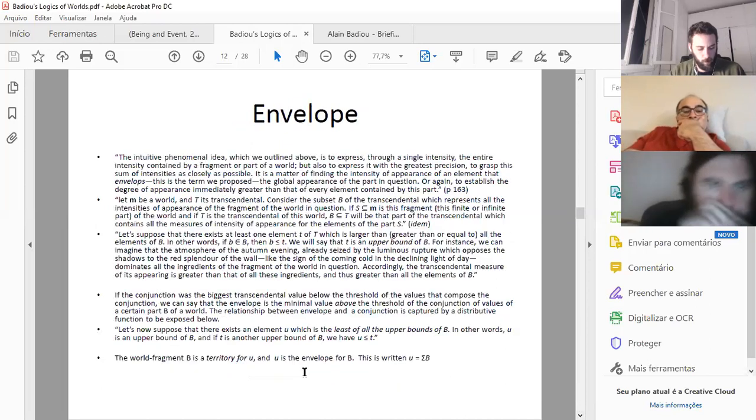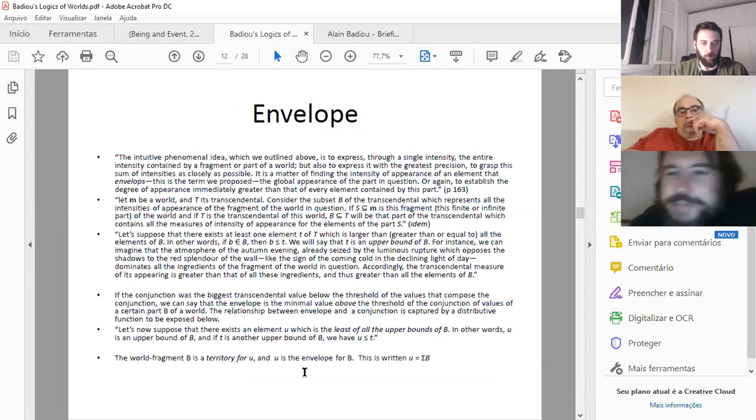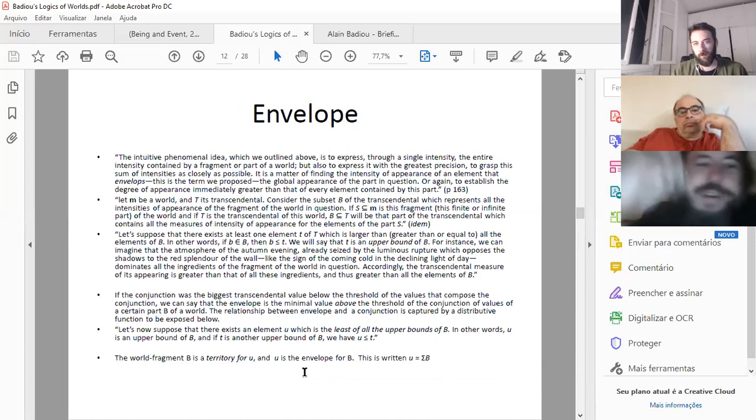So envelope. The intuitive phenomenal idea, which we outline above, is to express through a single intensity the entire intensity contained by a fragment or part of a world. I think this is related to our discussion of vibe. Last time we were discussing the vibe of something, or the Stimmung, what Heidegger would say is the Stimmung, or the vibe, the ambience, the atmosphere of a landscape, or something like this. The overall transcendental degree that kind of subsumes every other, right? So the intuitive phenomenal idea.